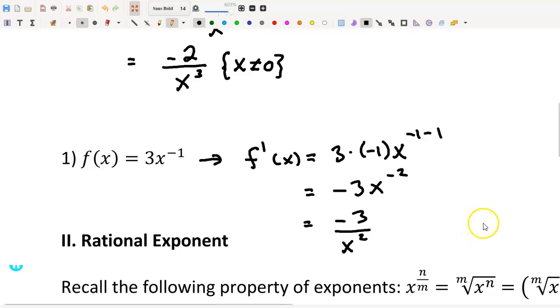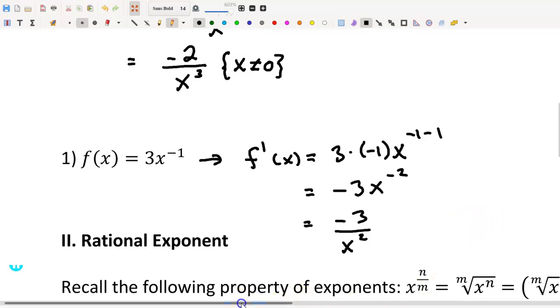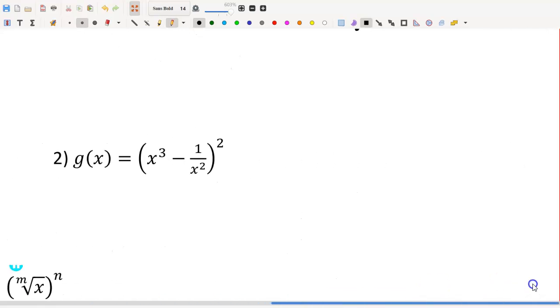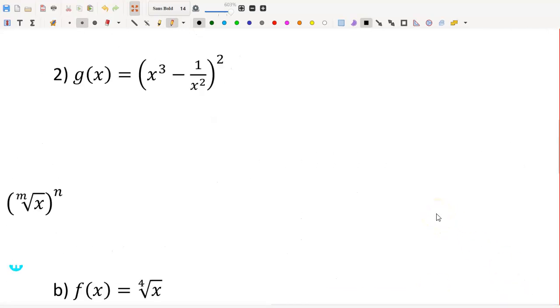All right, so let's move over to something a little more challenging now. Let's step it up a little bit. So definitely this is not in the proper format, right? We need to expand this out. That means we need to multiply this by itself. So we need to do x to the third minus 1 over x squared and just multiply it by itself. And do the expansion. Get rid of that 2 right there. There we go. And we want to multiply these together.